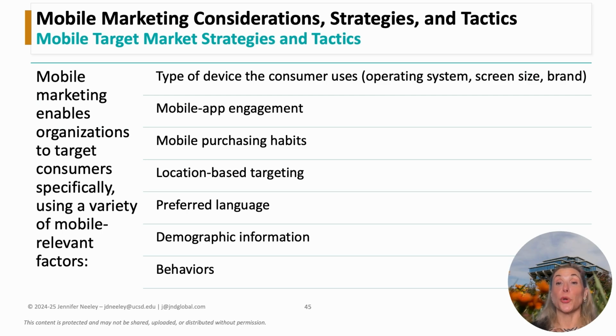Mobile marketing allows organizations to target consumers precisely based on factors like device type, mobile app engagement, purchasing habits, and location. Marketers can also tailor campaigns using demographic data, preferred language, and behavior analysis. By considering these factors, marketers create a highly relevant and impactful message that resonates with their target audiences.